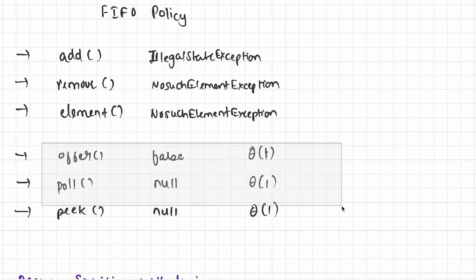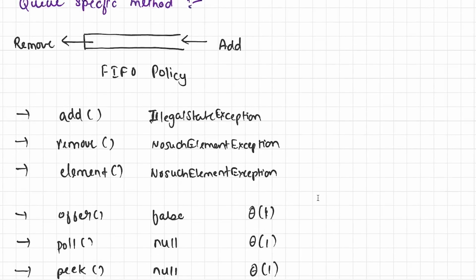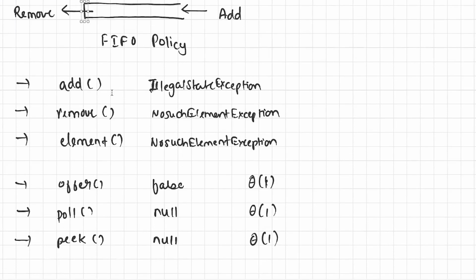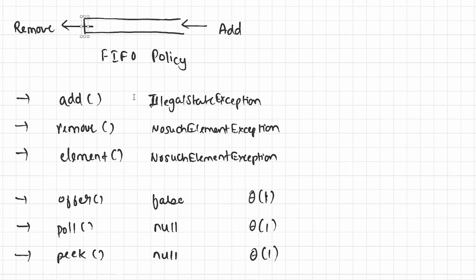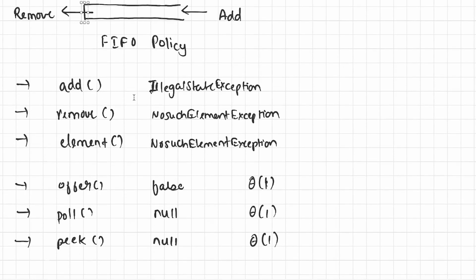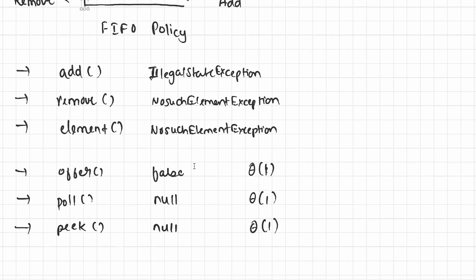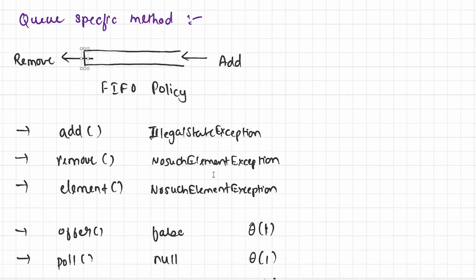And all of these operations take big O of one time. Why? Because either we are adding items to the end or we are removing items from the beginning. And as all the elements are not stored in a contiguous memory location, they have only addresses of each other, then we can perform these operations very easily in big O of one time complexity. So these are the methods that are specific to queue interface, and specific methods if you want to use a linked list as a queue.